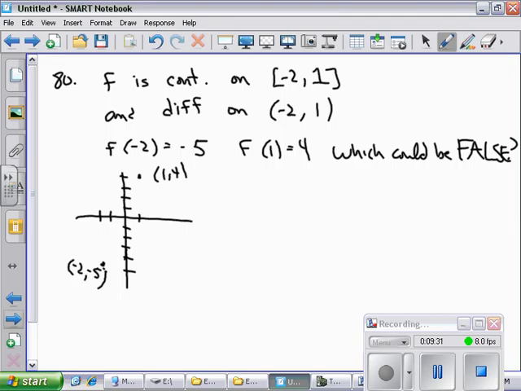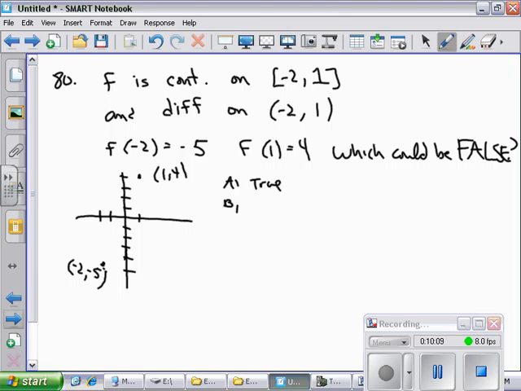For A, it says there exists a C between -2 and 1, such that f of C equals 0. That's the y coordinate. If this function is continuous and differentiable, does it have to go through 0 somewhere between -2 and 1? Yeah, there's no way. And that's the intermediate value theorem. If your function's continuous, you have to go through every y from one endpoint to the other, and zero is in between there. So that is definitely true because of the intermediate value theorem. So A is true.